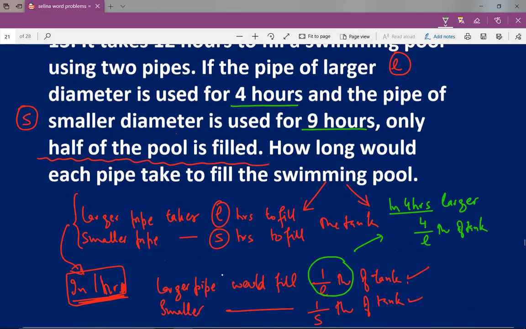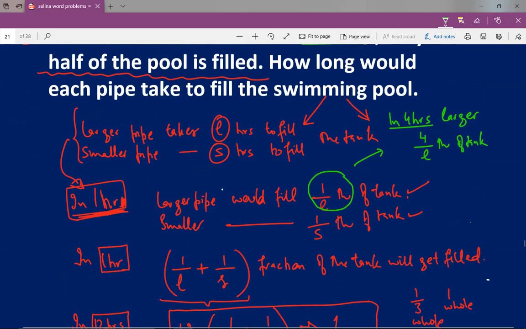And if we give 9 hours to the smaller diameter pipe, in 9 hours the smaller pipe will fill, in 1 hour the smaller pipe fills 1/S of the tank. So in 9 hours, if we give 9 hours to it, it will fill 9/S of the tank.